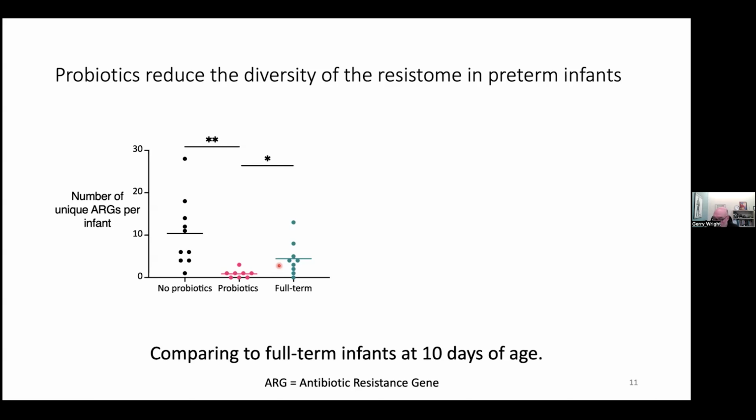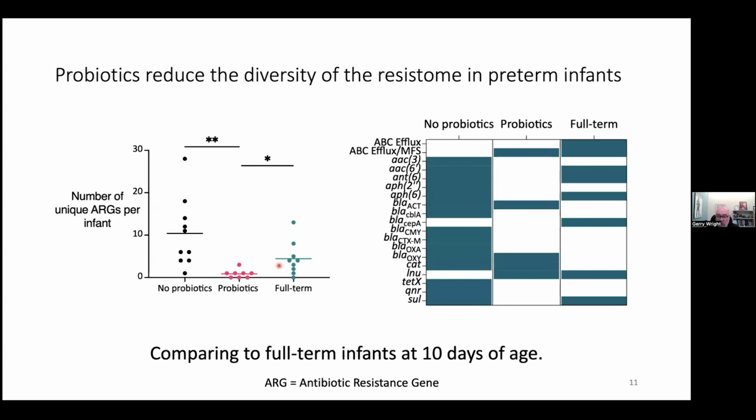So this is very interesting to me. The resistance genes that we got were the ones that you would predict to be floating around in a hospital: aminoglycoside resistance elements, beta-lactamases, tetracycline resistance, sulfonamide resistance, all very classically associated with mobile genetic elements like plasmids and integrons within them. So this is not surprising. So again, you just look at the numbers here. With no probiotics, there's a lot of diversity of resistance genes; in babies with probiotics, not so much, and then even less than full-term infants.